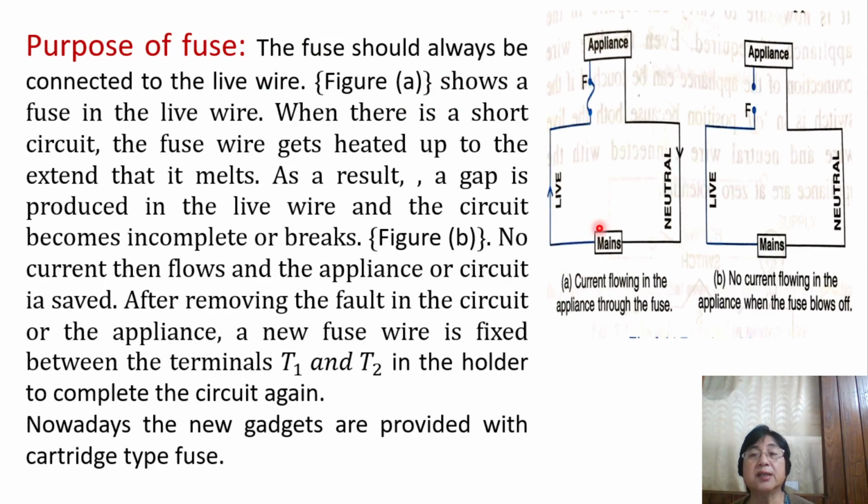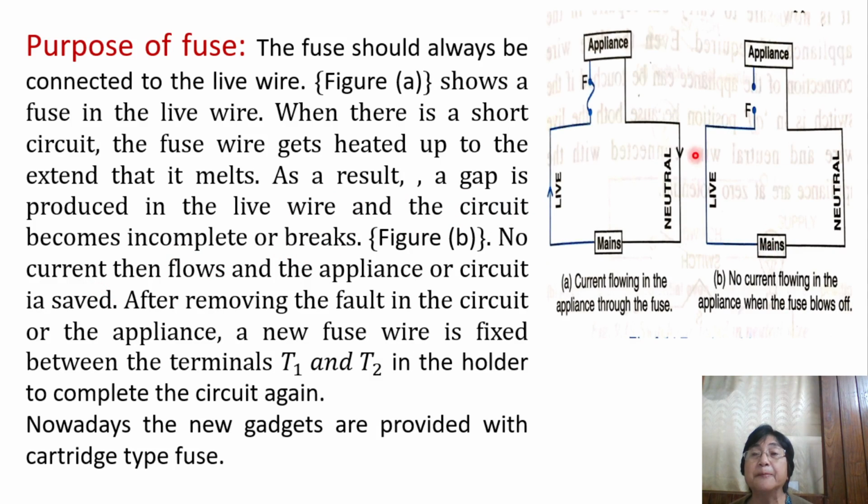Figure A, so this is figure A, shows a fuse in the live wire. So here is a fuse in the live wire. Okay, right. When there is a short circuit, okay, because of some fault, there is a short circuit. So when there is a short circuit, excess current will pass. So this wire gets heated up. This fuse wire gets heated up to the extent that it melts. When it melts, a gap is produced in the live wire and the circuit becomes incomplete or breaks.